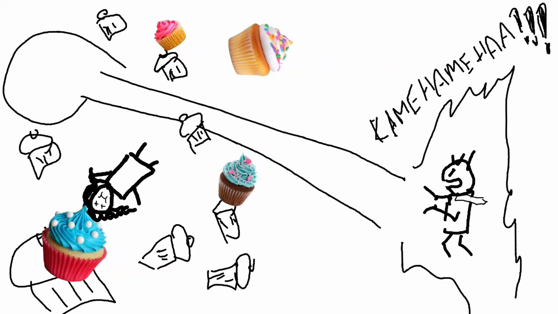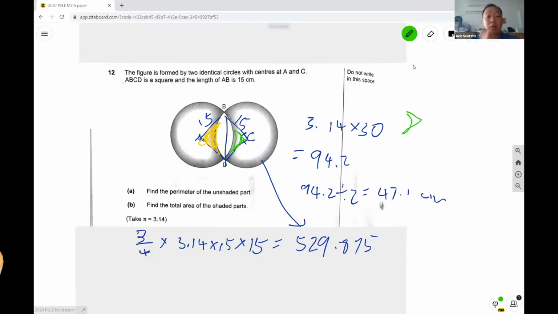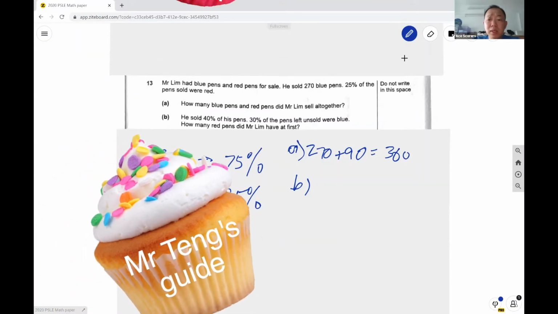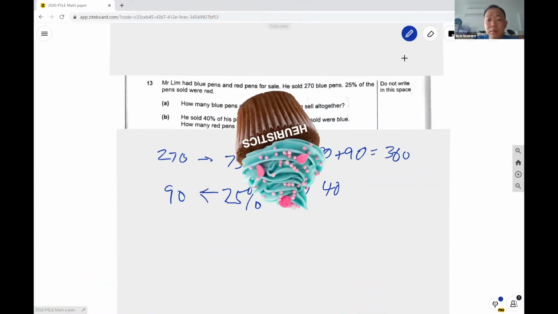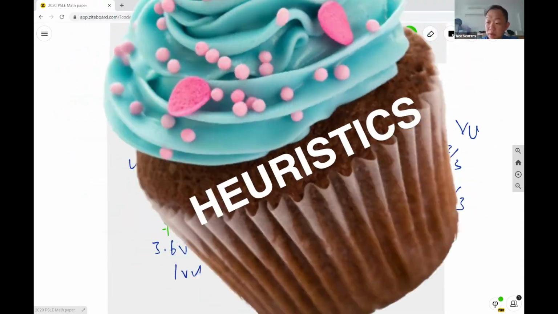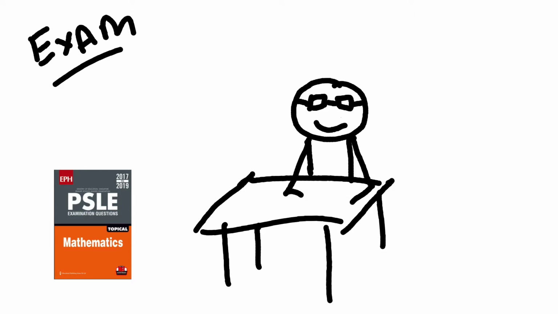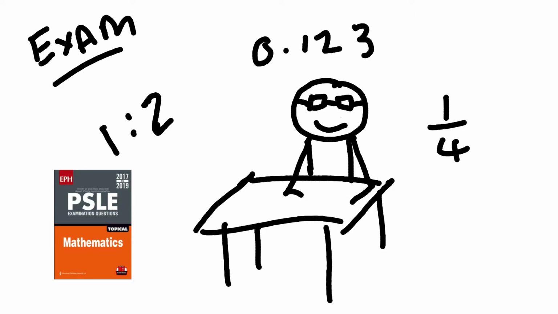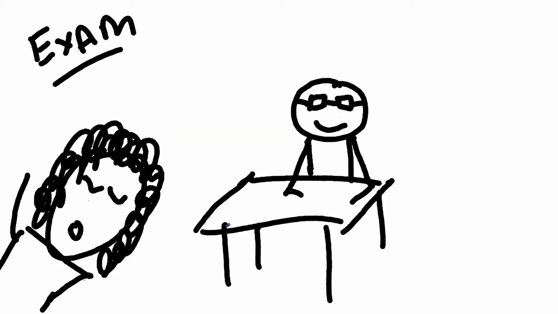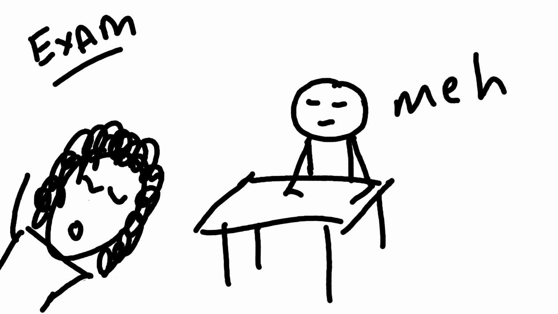Welcome to Mr. Teng's Guide to PSLE Math Problem Sums Heuristics. The idea is simple. Examiners give you questions that range from ratio, decimals, fractions, and you solve them using everything you learned in school. So if you can solve the math, you win. But there is a problem.